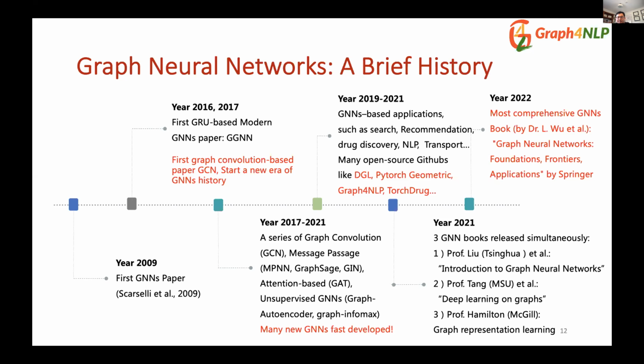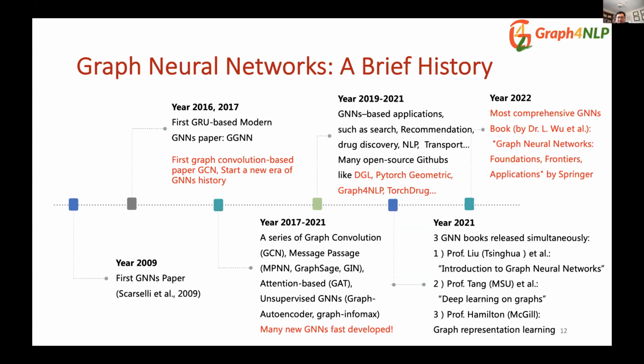Okay, and we also saw that starting from 2021, a bunch of graph neural network books have been released. For example, three books were released almost at the same time in the same year. One is from Tsinghua University, which published the first book, called Introduction to Graph Neural Networks. It is a very small book, but it is a very early book that tries to summarize all the different kinds of graph neural methods. And later, Professor Jian Tang from MSU published a book called Deep Learning on Graphs, which tries to summarize the research going on in his lab and give a very good, comprehensive introduction to deep learning on graph techniques.